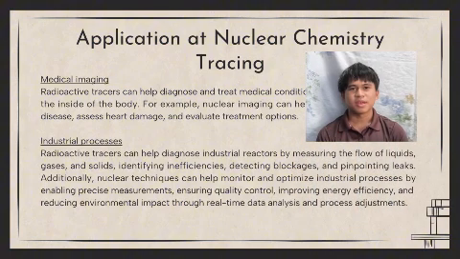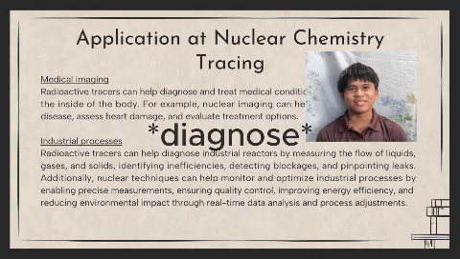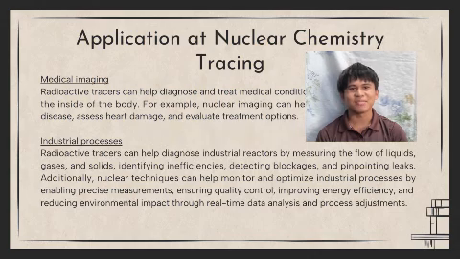Industrial process. Radioactive tracers can help diagnose industrial reactors by measuring the flow of liquids, gases, and solids, identifying inefficiencies, detecting blockages, and pinpointing leaks. Additionally, nuclear techniques can help monitor and optimize industrial processes by enabling precise measurement, ensuring quality control, improving energy efficiency, and reducing environmental impact through real-time data analysis and process adjustment.